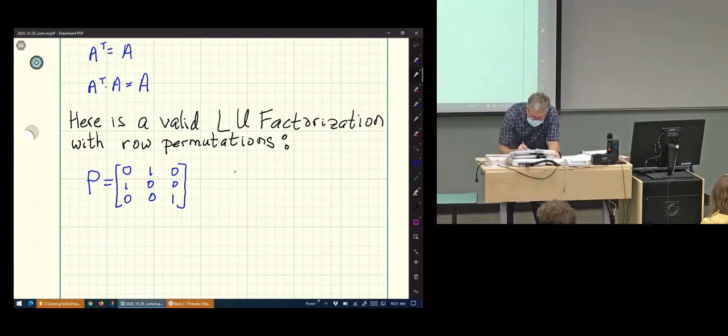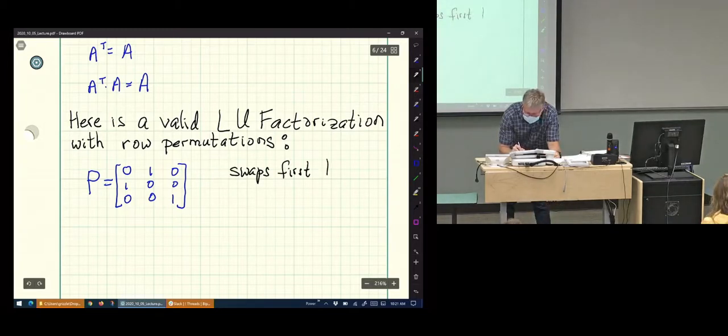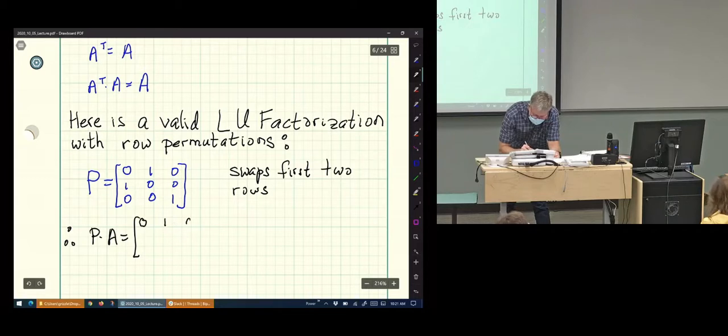So this swaps the first two rows, okay? So conclusion, P times A, well, it swaps the rows. So the middle row of A is 0, 1, 0, and the top row is 0, 0, and it leaves the bottom row unchanged.